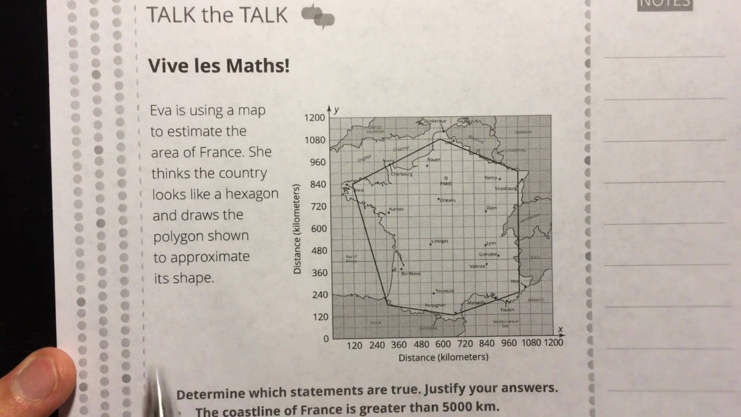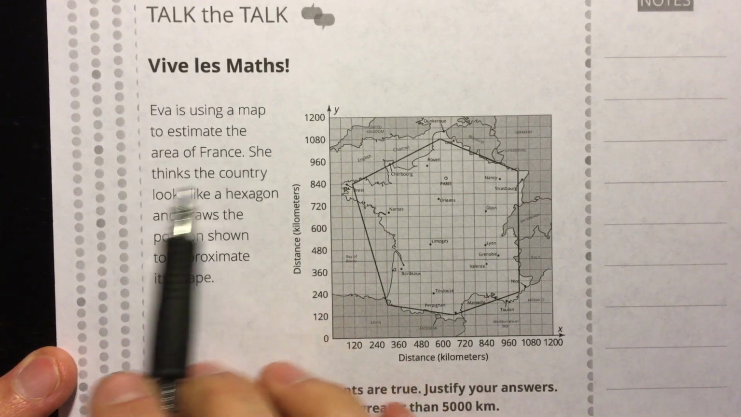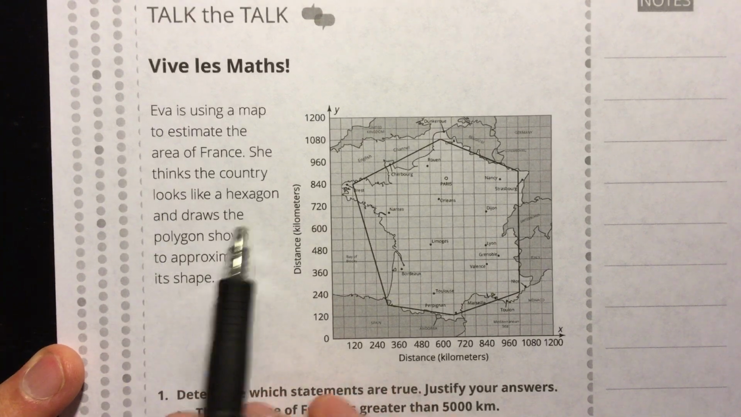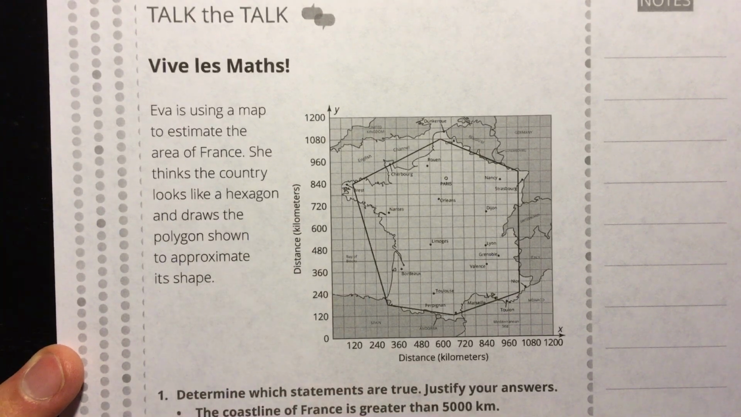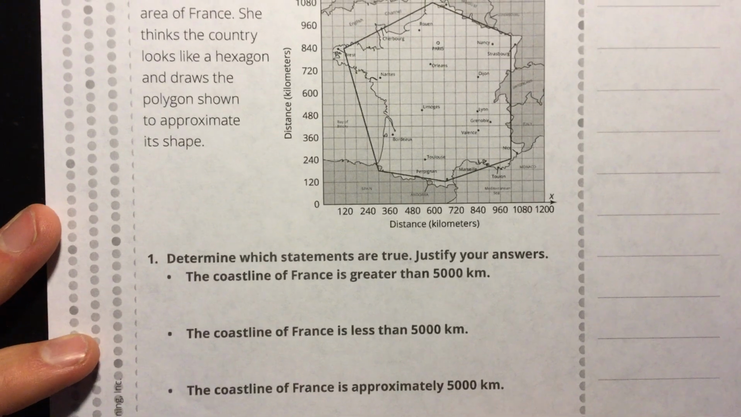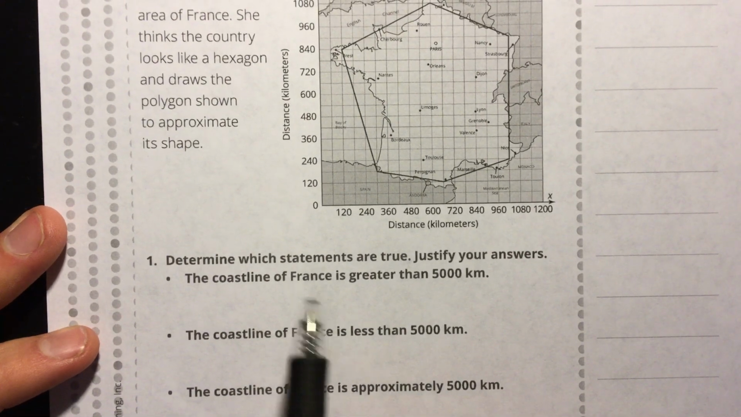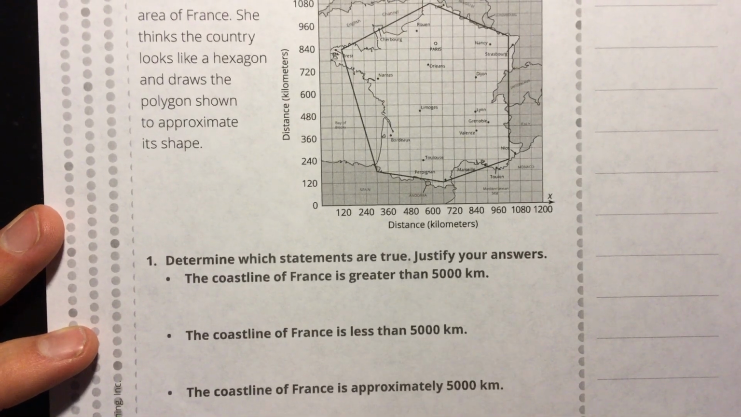So here we have Eva is using a map to estimate the area of France. She thinks the country looks like a hexagon and draws a polygon shown to approximate the shape. So, determine which statements are true, justify your answers. The coastline of France is greater than 5,000 kilometers.